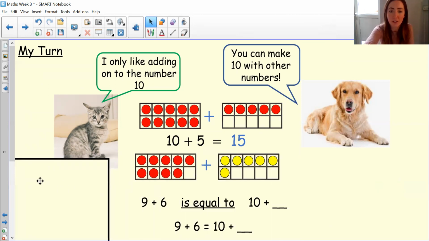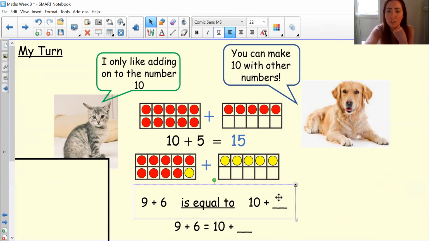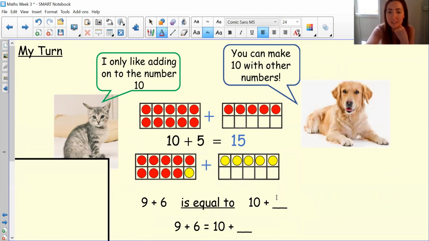So let's have a look here. We have 9 add 6. Now, there are no 10s there, but if we take one of these counters and move it over, then we have 10 and 5. Oh, so 9 add 6 is equal to 10 add 5.